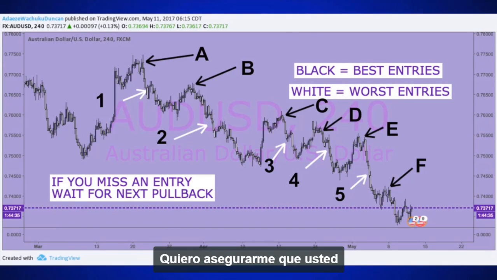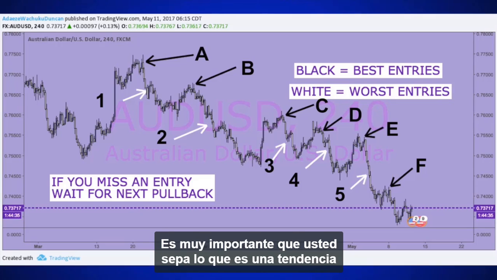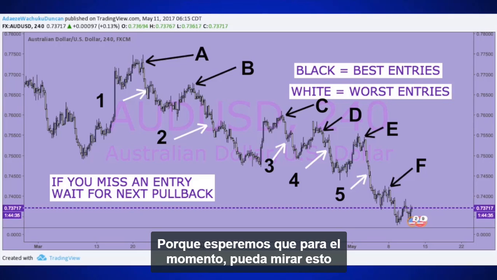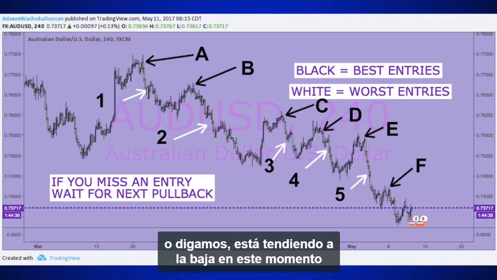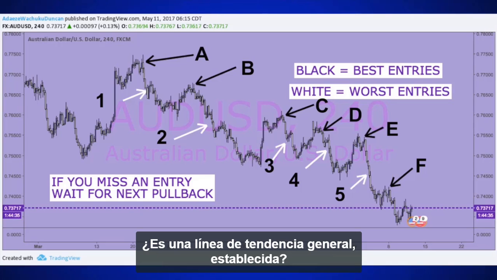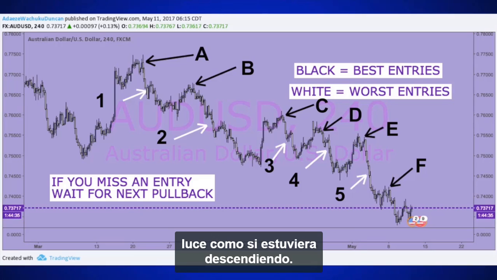I want to make sure that you guys have already seen the video, What is a Trend? Very important for you to know what a trend is before you look at this, because hopefully by now, you can look at this and clearly see that this is a downtrend, or let's just say it's trending downwards as of right now, according to this time frame. Is it an overall established trend line trend going down? We don't know, but right now in this exact picture, it does look like it is overall going down.